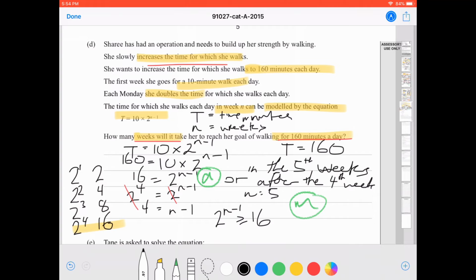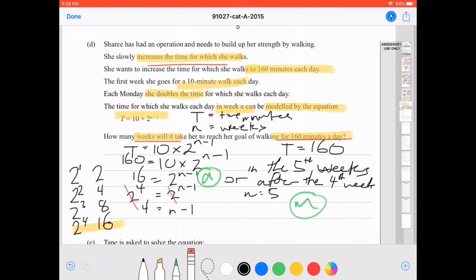And I guess we just come back to this idea that Cherie is always increasing her time, and possibly the question, with the way it's worded, it's not necessarily saying when is the first time she's walking for 160 minutes. It's how many weeks will it take her to reach her goal. Okay, so possibly I've just contradicted myself there. Anyways, it's something along those lines is the reason why they've gone with greater than or equal to. Either way here, n equals 5 is your final answer.